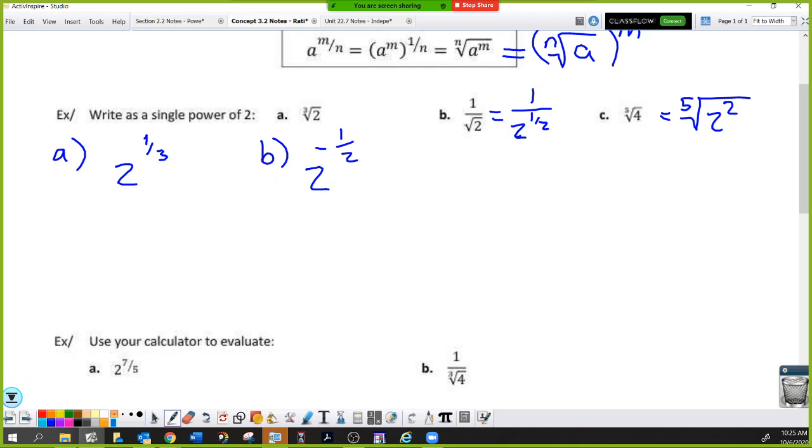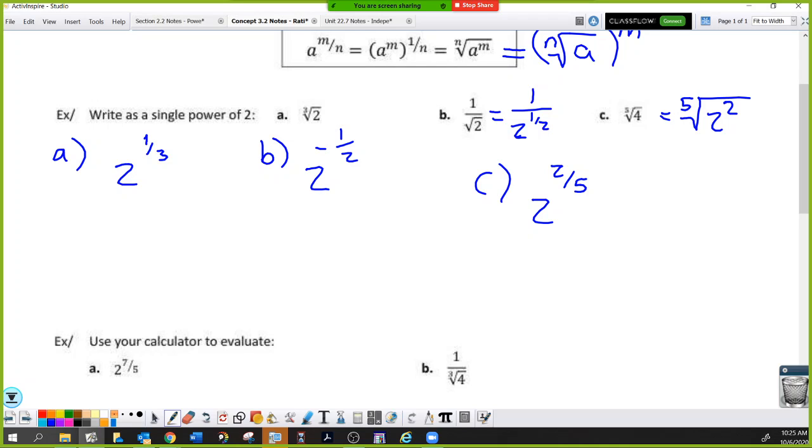And remember what I said, the root type is the bottom of the fraction exponent. The exponent is the top of the fraction exponent. So for C, it's just 2 raised to the 2/5. The root type is the denominator every single time.